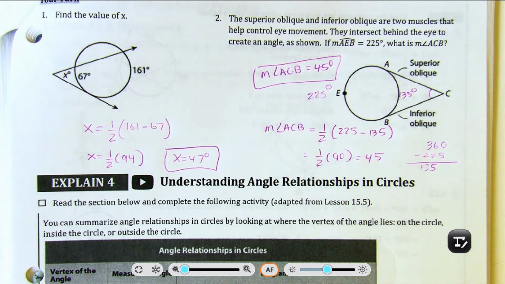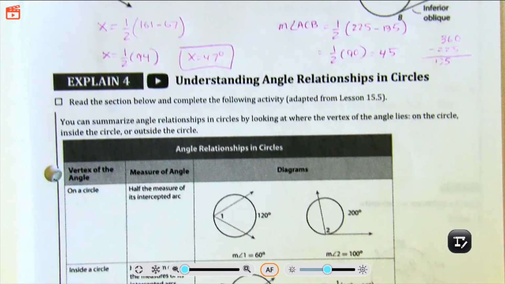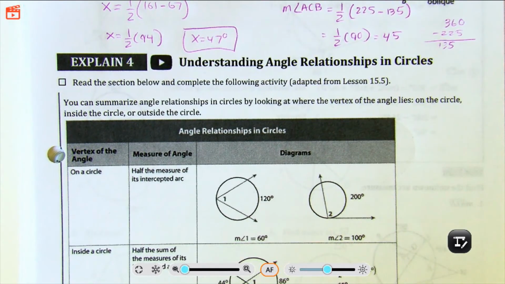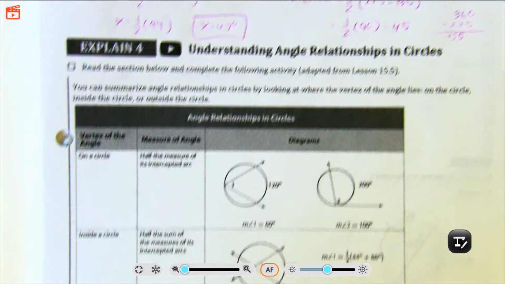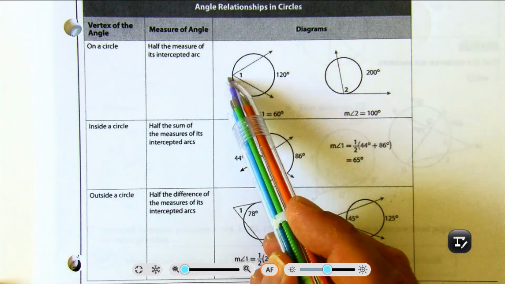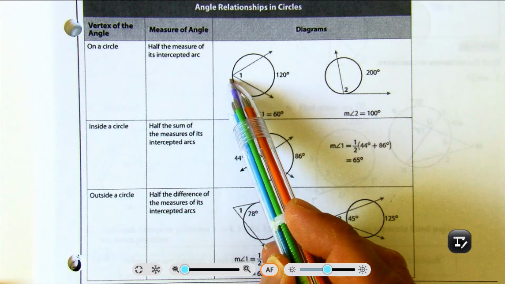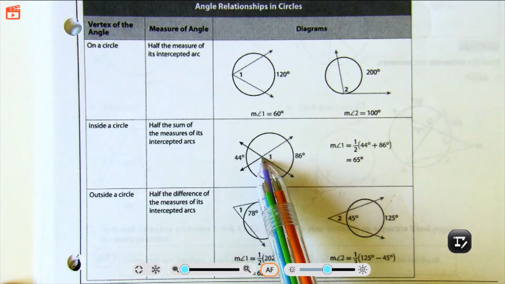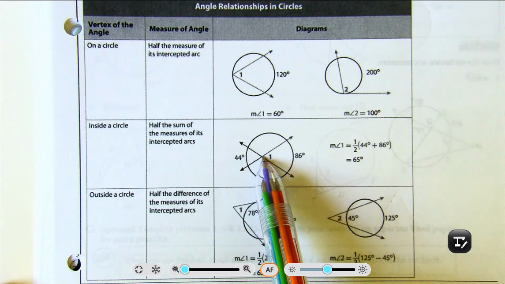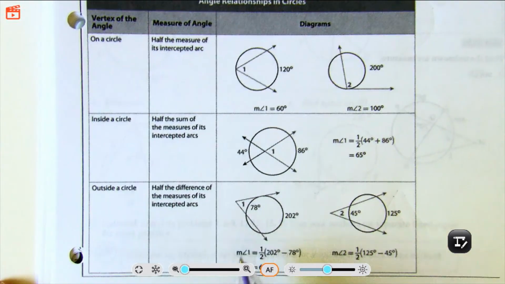Okay, now that we finished that, the next part is just about understanding angle relationships in circles. And one way we do that is by looking at where the vertex of the angle is located. So the vertex is the pointy part of an angle. So here the vertex is located on the circle. Here the vertex is located inside the circle. And here the vertex is located outside the circle.